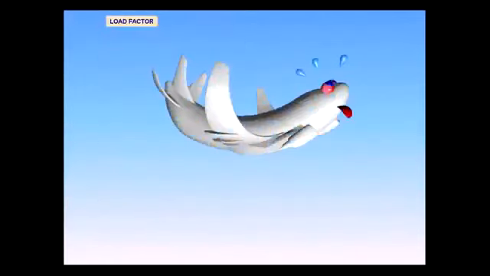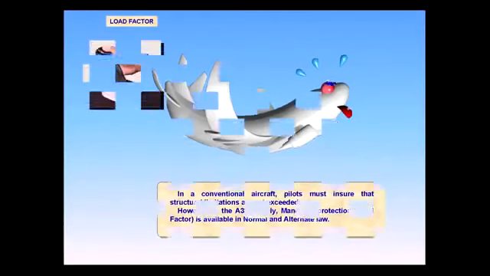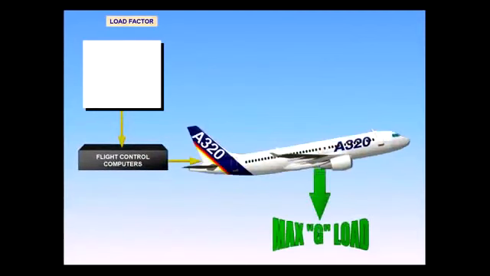In a conventional aircraft, pilots must ensure that structural limitations are not exceeded. However, in the A320 family, maneuver protection, load factor, is available in normal and alternate law. Maneuver protection, load factor, prevents structural overstress by limiting control surface deflections through the flight control computers. Full side stick movement is always available. The structural limitations vary with configuration. In clean configuration, between plus 2.5 G to minus 1 G. Flaps extended between plus 2 G to 0 G.